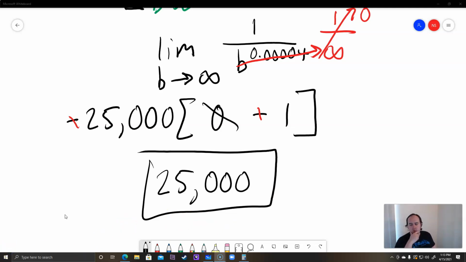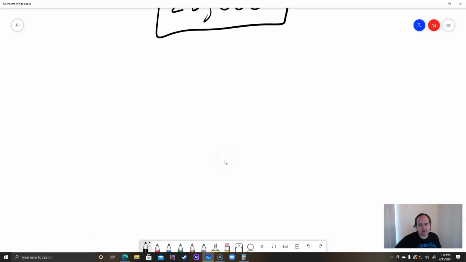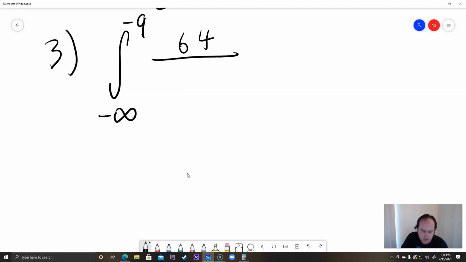So I think I just want to do one more example of a type 1 improper integral, since that's all we're doing on this video is the type 1. So this next one is another indefinite integral, but it has a slightly different setup. Okay, so example number 3. Example number 3 is the integral from negative infinity to negative 9 of 64 over x squared minus 64 dx.